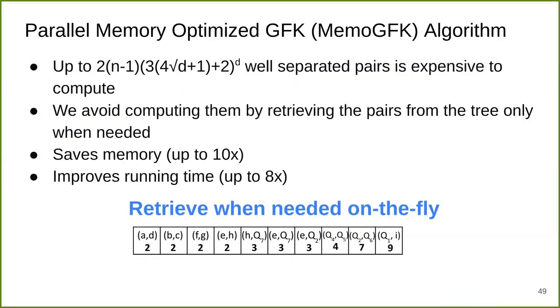We also design a memory optimization for the parallel GFK algorithm. Remember that at the start of the algorithm, we first have to compute this WSPD, which involves a huge number of well-separated pairs. It can be this large in theory, and also very large in practice. So we can avoid computing them by retrieving each of the pairs from the fair split tree directly, only when necessary. This saves memory of up to 10x and improves running time of up to 8x.